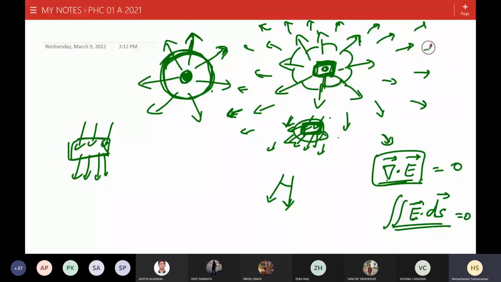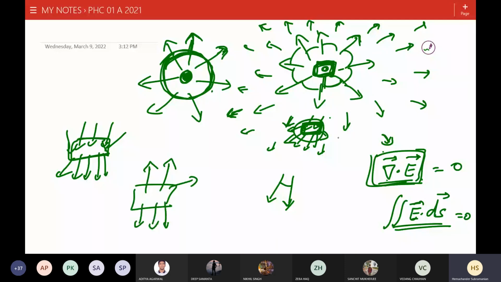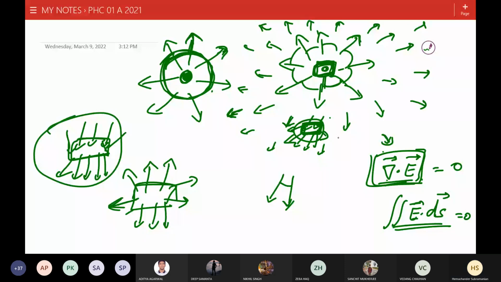If there is a divergence, what you would see is electric fields coming out everywhere. The amount that goes in would be much smaller than the amount that comes out. Here, there is no divergence. It's just flowing in and flowing out. The same amount is flowing out. Electric field is not created inside. So the divergence would be 0 there.